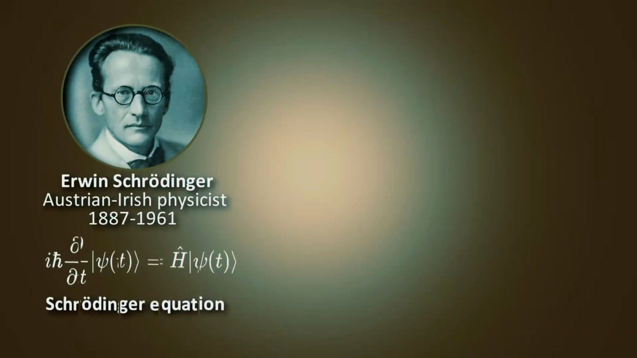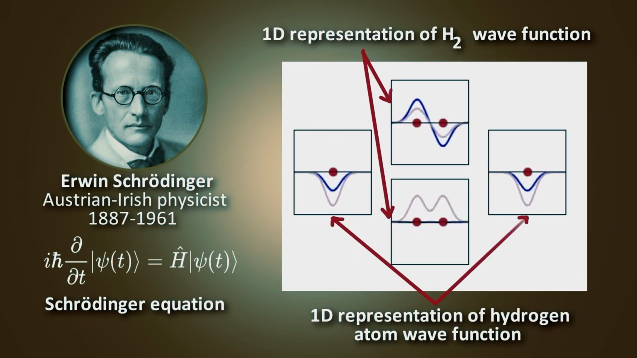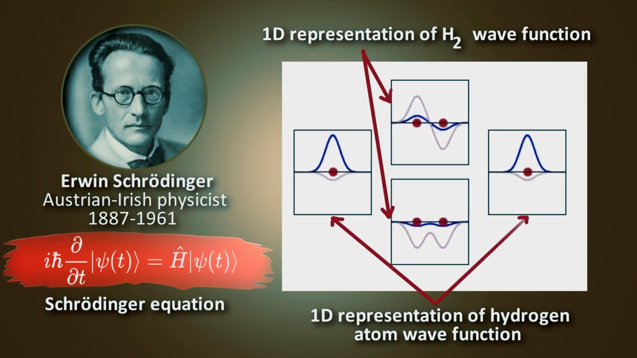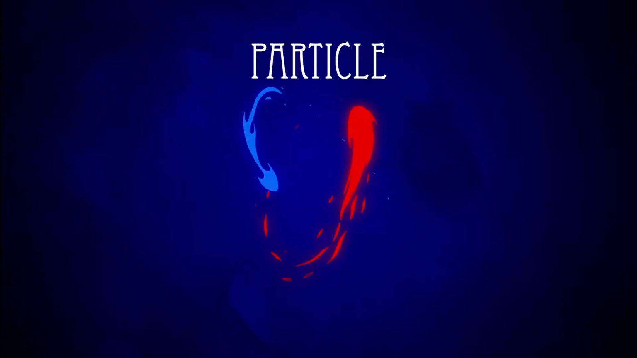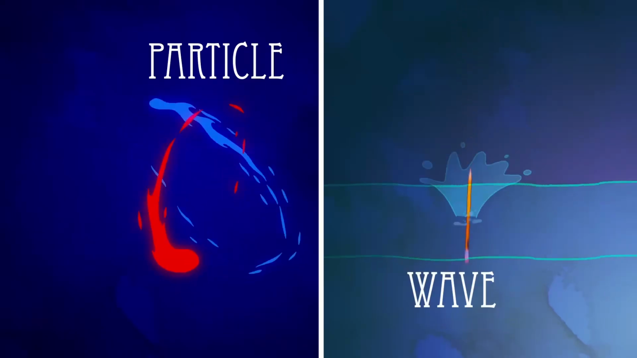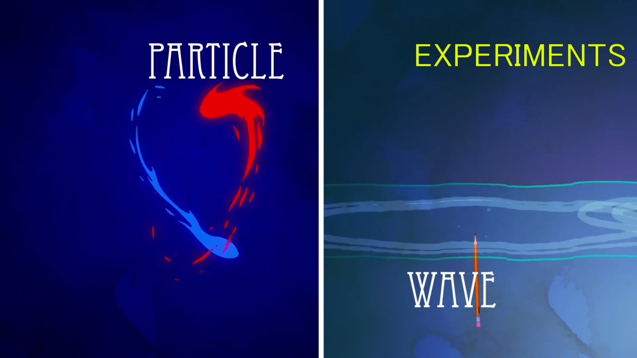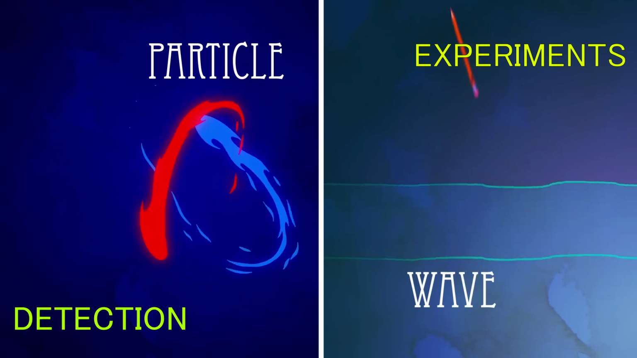Erwin Schrödinger developed an equation to explain this wave-like behavior. His equation describes how a wave evolves over time. But the problem is that whenever we detect these quantum objects, we detect them as particles, not as waves. This presents a conundrum. Experiments like the double-slit experiment suggested waves, but detection appeared to indicate particles.